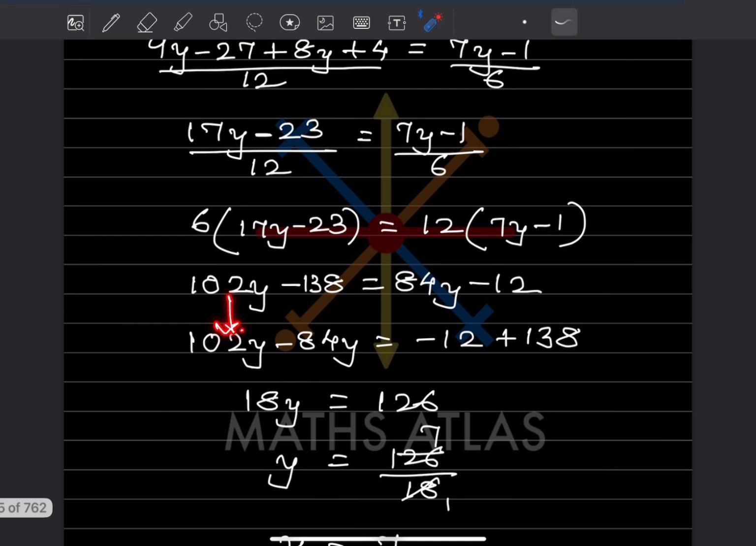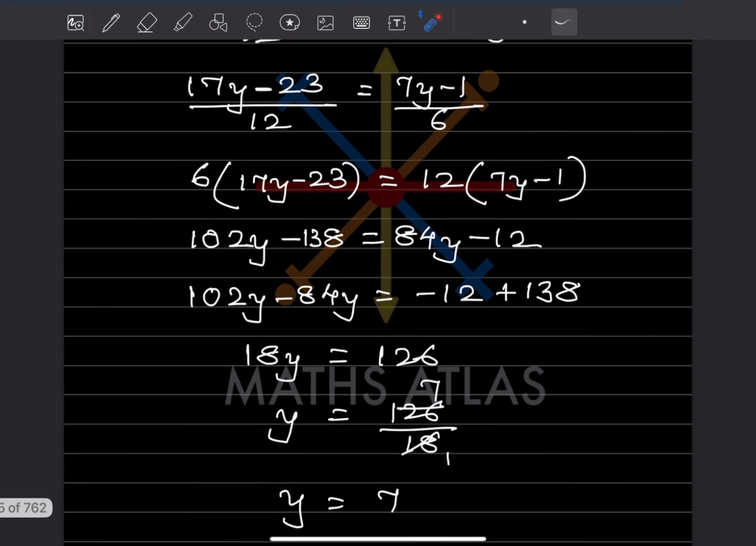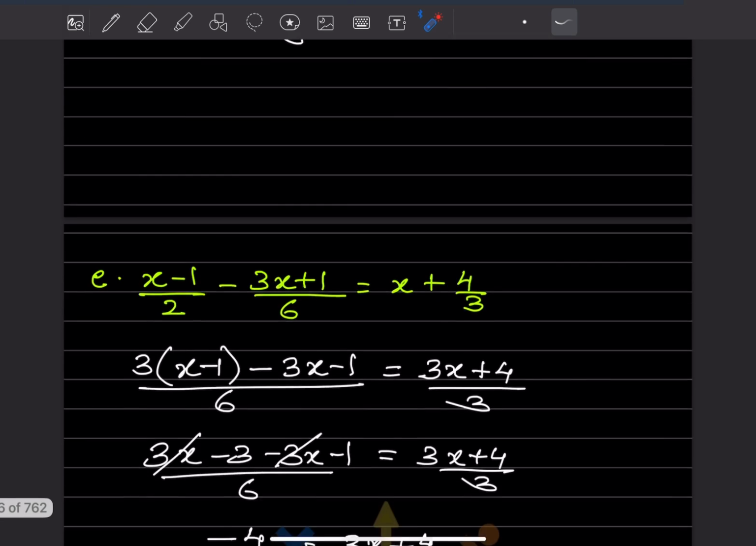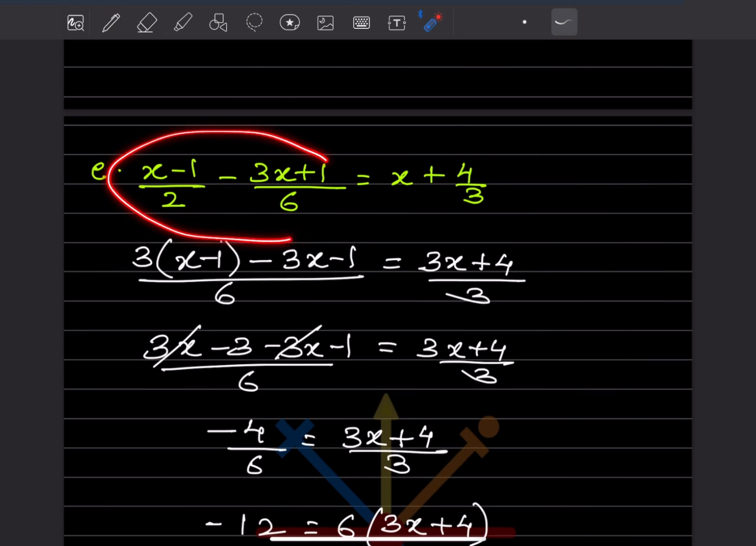So this is already on the left hand side. This will bring it here. That will be minus 84y. The same. This will be plus 138. So after solving this, we get 18y. That is 126. So y will be 126. This is multiplied, so it will get divided by 18, which is going to be 7. Y is 7.